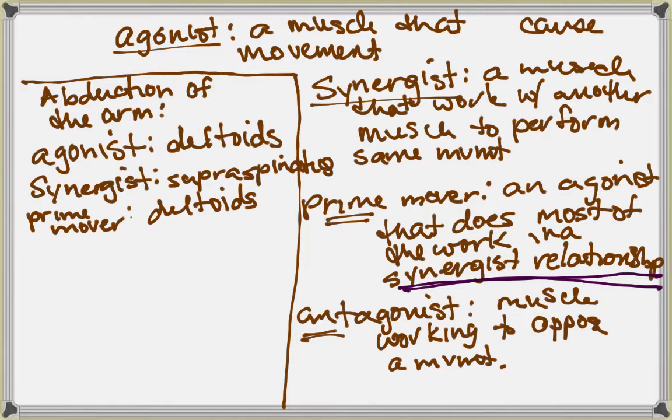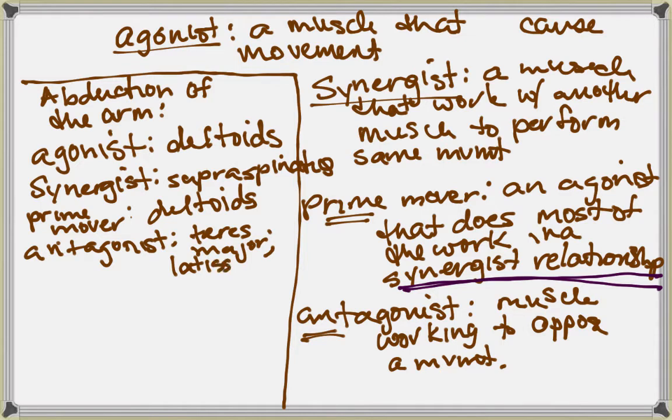And so in this one, there are two that help to kind of do the opposite of this, right? The antagonist of abduction would be the teres major and the latissimus dorsi. And if you know, they help with adduction. So this is one example.